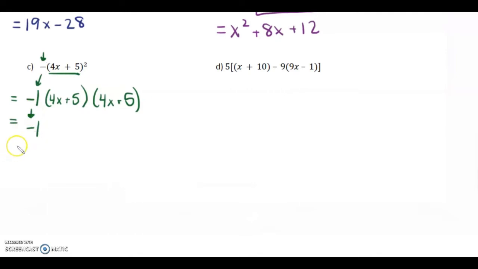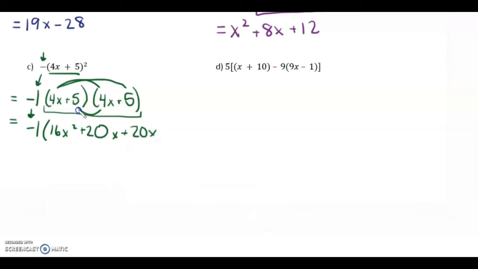I'm going to bring this -1 down. I'm going to multiply these two terms. So 4x times 4x, and I'm going to bracket it. I get 16x squared. 4x times 5 is 20x. 4x times 5 again is 20x. And 5 times 5 is 25. Okay, your choice whether you want to collect like terms and then distribute the -1, or distribute the -1 and then collect like terms. You're going to get the same answer.